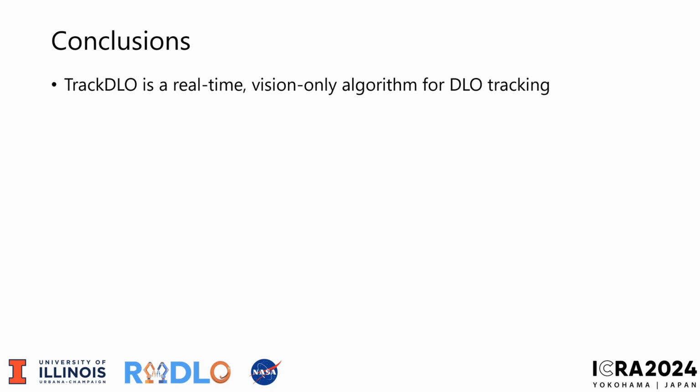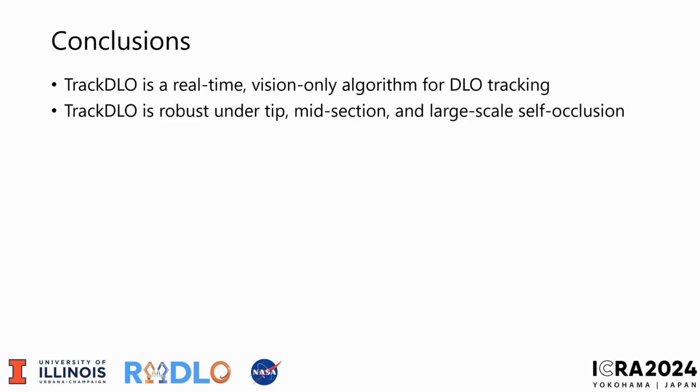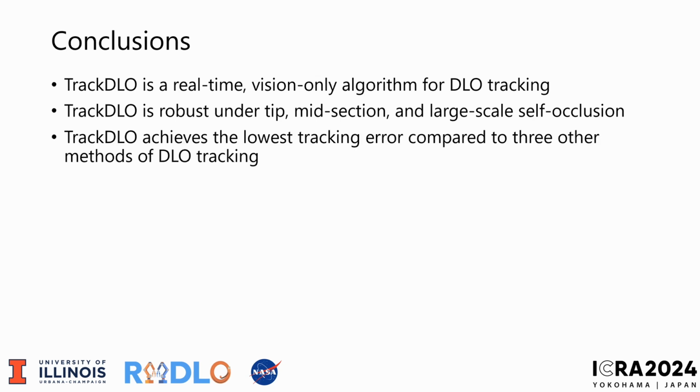In conclusion, TrackDLO is a real-time, vision-only algorithm for DLO tracking. It is robust under tip, midsection, and large-scale self-occlusion. TrackDLO achieves the lowest tracking error compared to 3 other methods of DLO tracking.